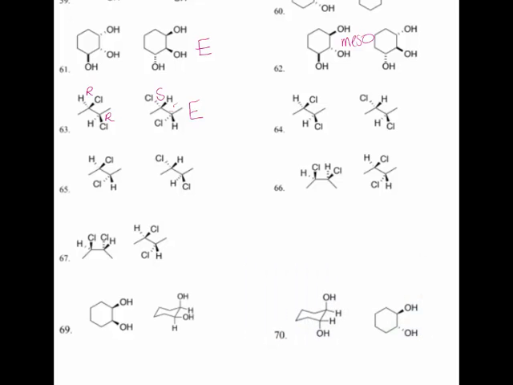For number 64, we start with the same molecule we had in 63. So I know that these are both R's. So now let's look at the other molecule. Chlorine is 1, molecule is 2, methyl is 3. We're rotating clockwise, but H is coming out towards us. So this is an S configuration. Chlorine is 1, molecule is 2, methyl is 3. We are rotating clockwise. Hydrogen is to the rear, therefore this is an R configuration.